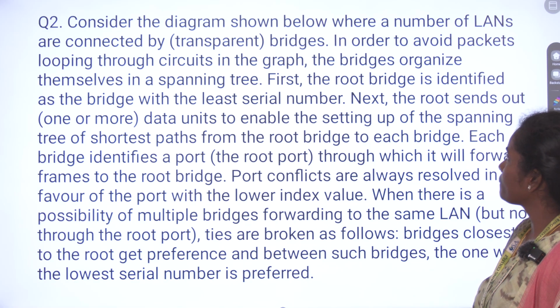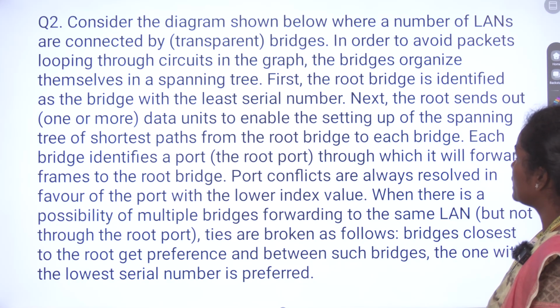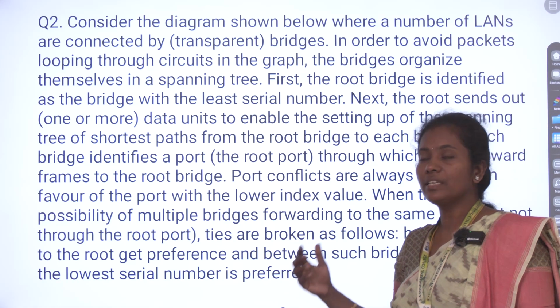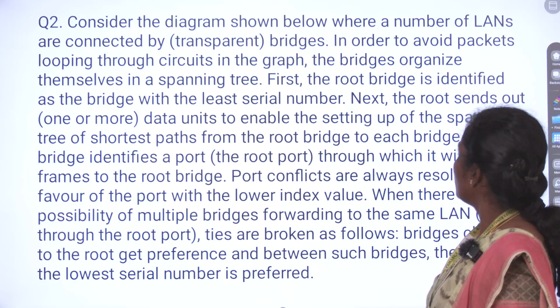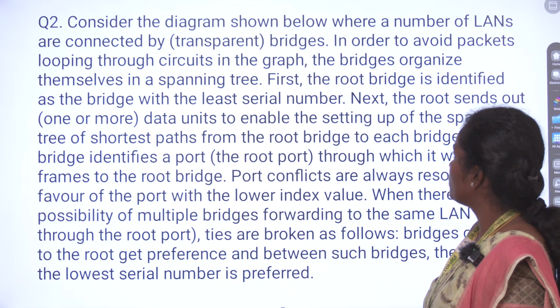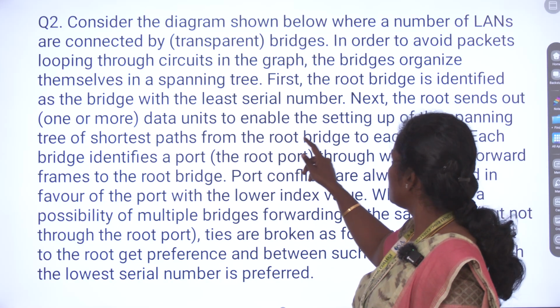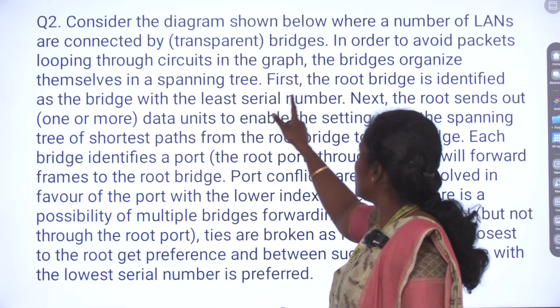Next question. Consider the diagram shown below where a number of LANs are connected by transparent bridges. Transparent bridges are nothing but dynamic bridges. We already studied the types of bridges. In order to avoid packets looping through circuits in the graph, the bridges organize themselves in a spanning tree. First, the root bridge is identified as the bridge with the least serial number.